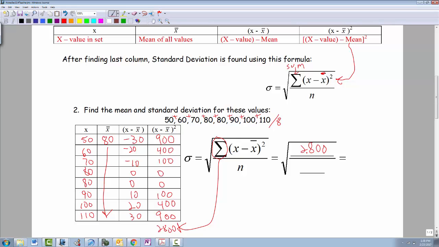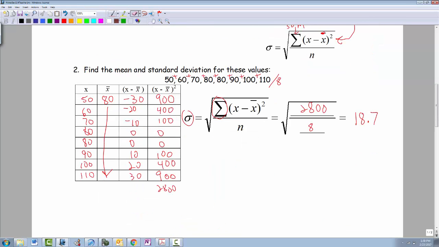And divide it by how many numbers there are in that list. 8. And then the standard deviation, which is denoted by this symbol, is... I forgot. Let me look at my list. 18.7. I always put something wrong. And you could verify that yourself. Okay? And I'll give you a second to catch up.